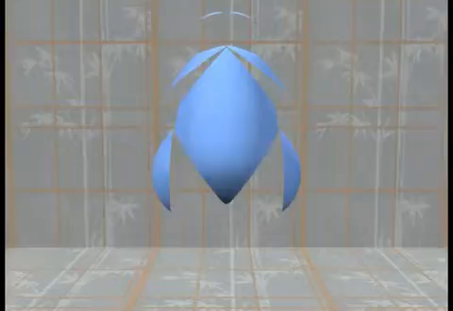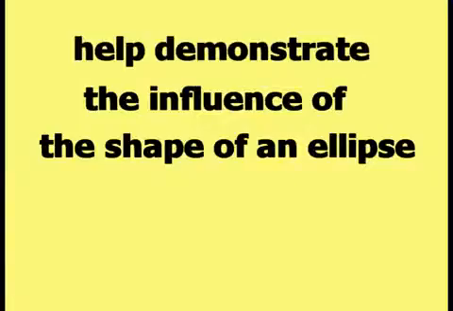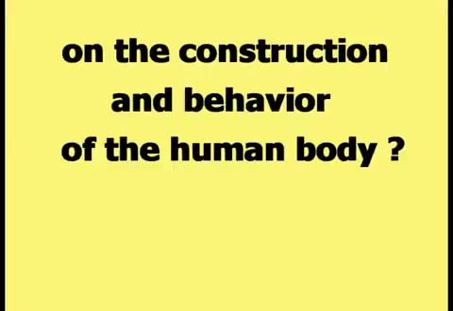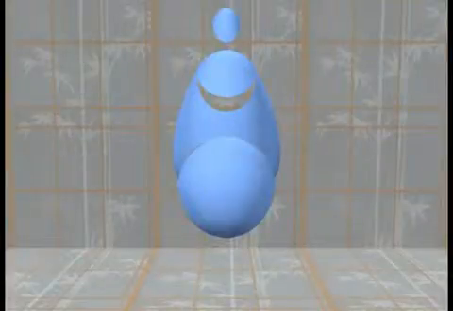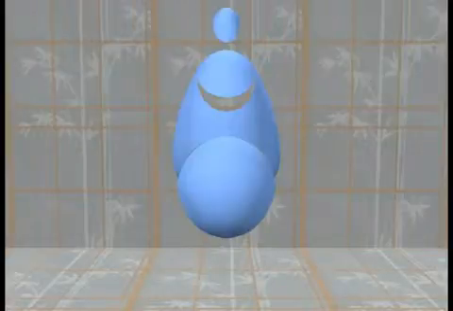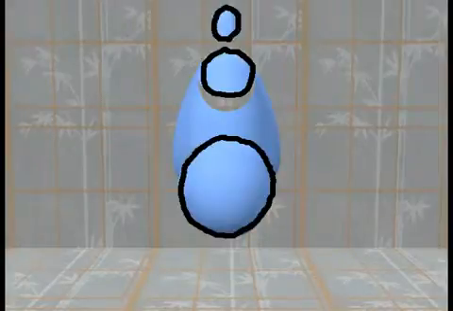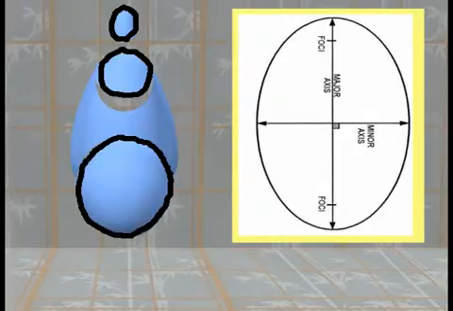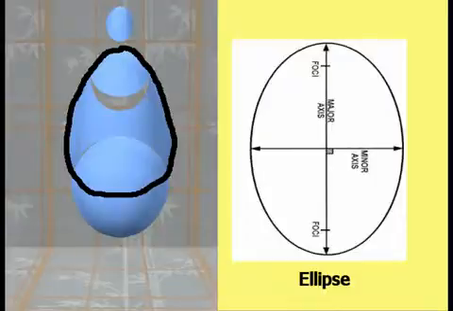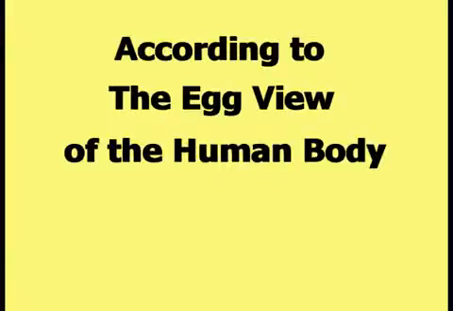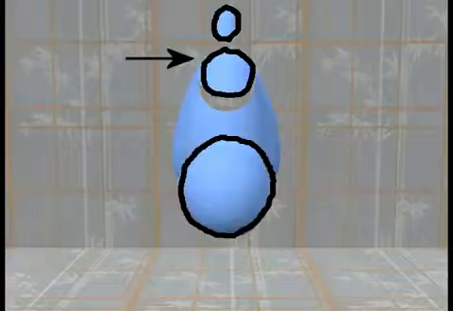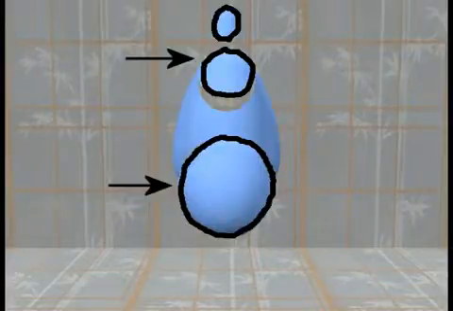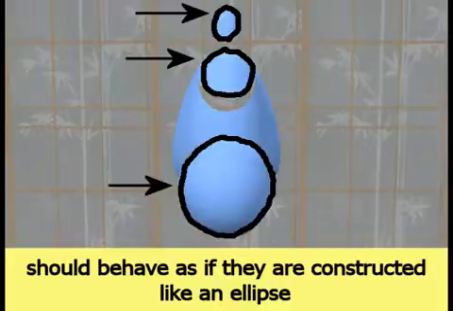How does this human body shape created out of an egg help demonstrate the influence of the shape of an ellipse on the construction and behavior of the human body? This picture shows the profile view of the human body shape created from the egg. The arm, the leg, and the head all have an elliptical shape because they were cut from the elliptically shaped egg. According to the egg view of the human body, this picture is saying that the arms, the legs, and the head should behave as if they are constructed like an ellipse.